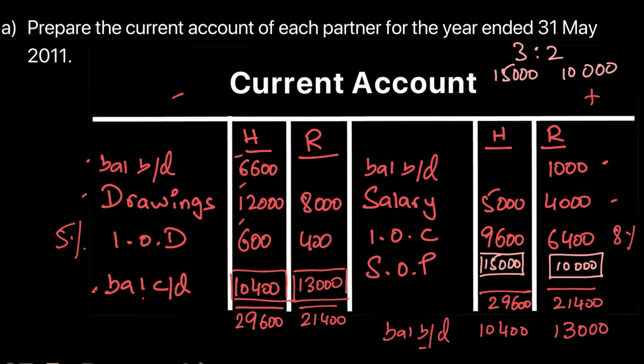So what I've done over here is, since I had the closing current account balance, I went backwards to find the missing information, which is the share of profit, which is why the question first specified drawing the current account. Now, since I've completed my current account, I can go backwards and find the missing information, which is the profit for the year. So let's do that in the next part.